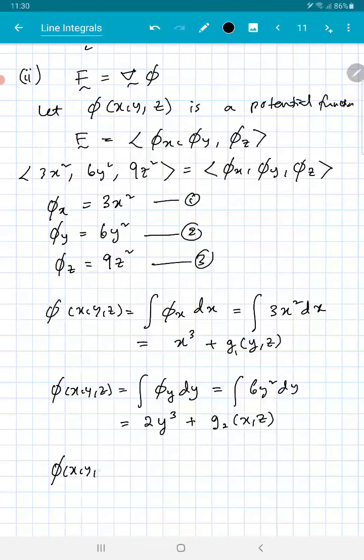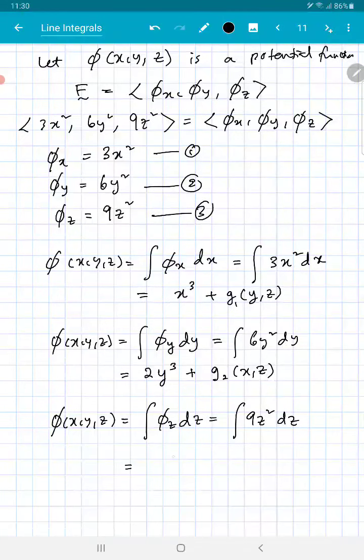All right, we're going to do the same thing using the third equation. To get phi from the third equation, we need to integrate partial phi partial z with respect to z. So partial phi partial z is this. Now we're going to integrate this with respect to z. So we have z cubed over 3, 9 over 3 is 3, and then add a function in terms of the other two variables, which are x and y.